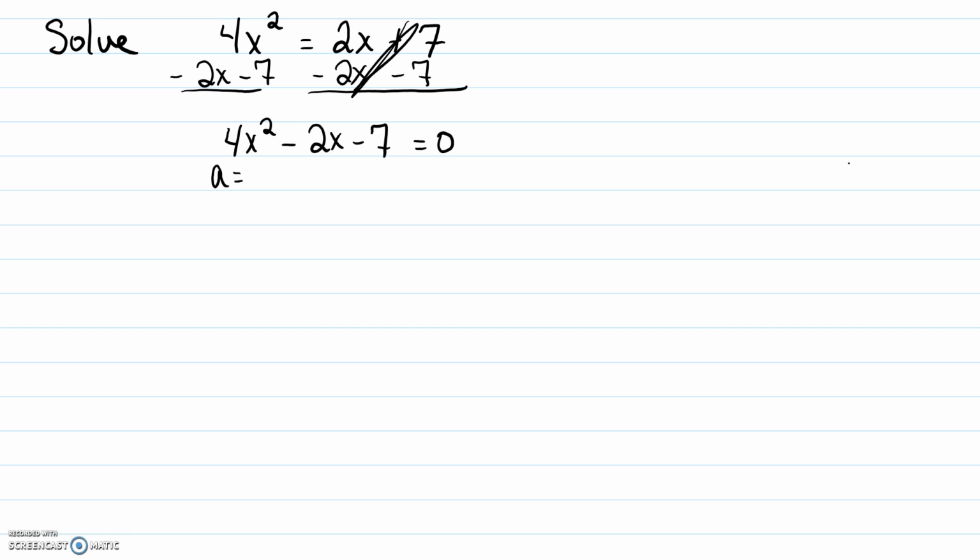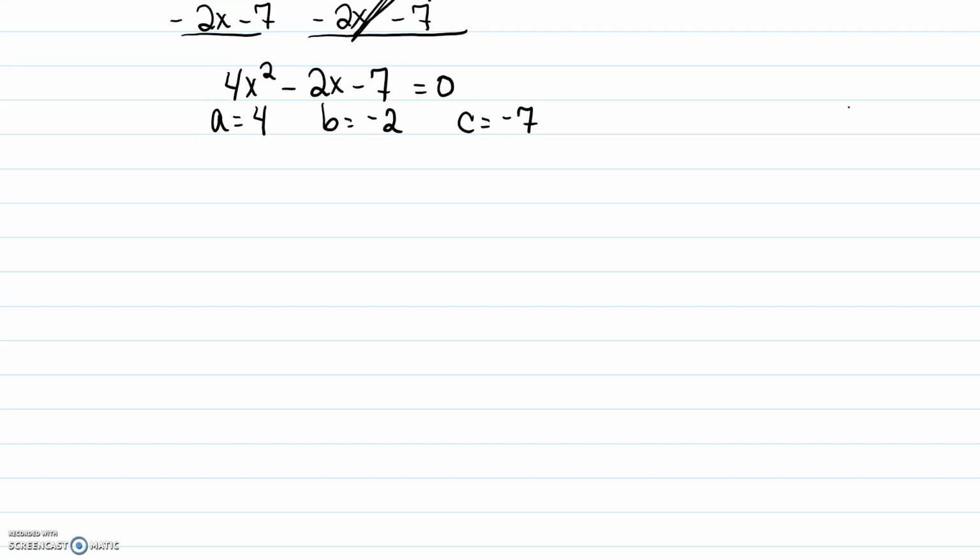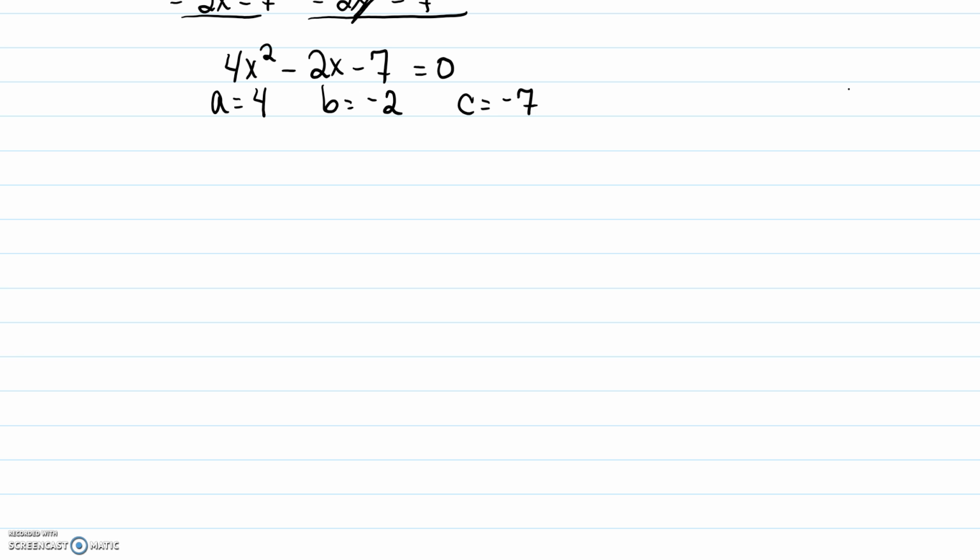I'm going to go ahead and label my a, which is in front of the x squared. My b is my middle constant. My c is my last constant. Okay, so now I'm going to see if this is factorable. So using whatever method you use to factor, let's go ahead and begin. My method, I take a times c, which is negative 28. So I need to find two factors of negative 28 whose sum is our middle term, negative 2.